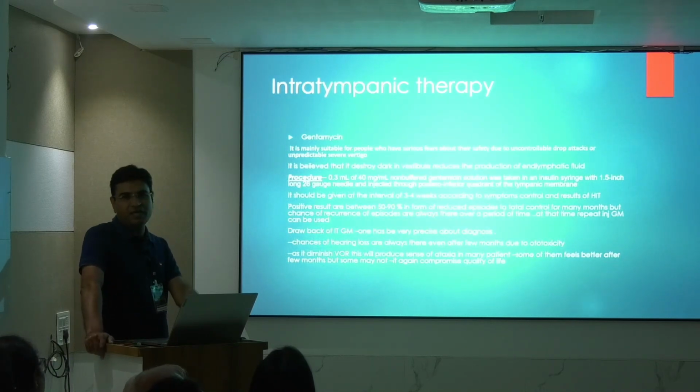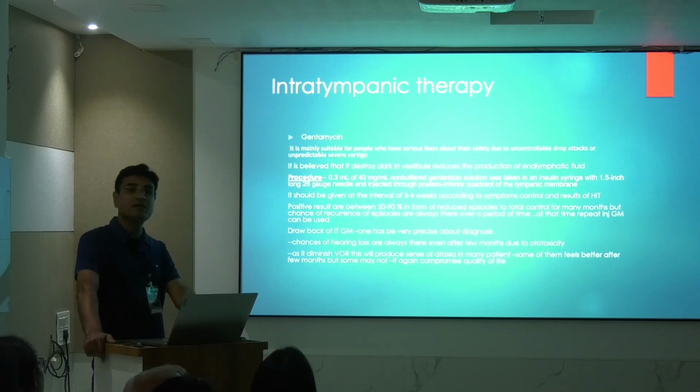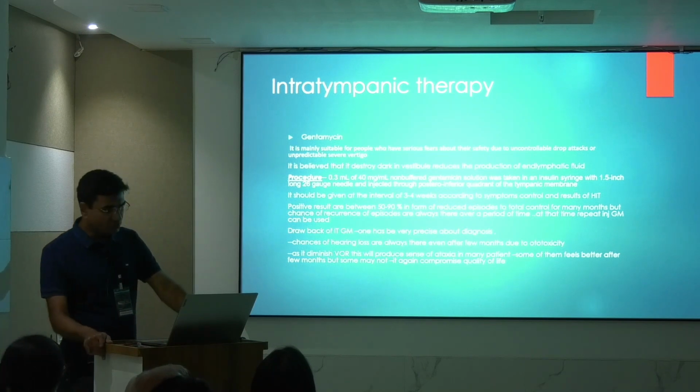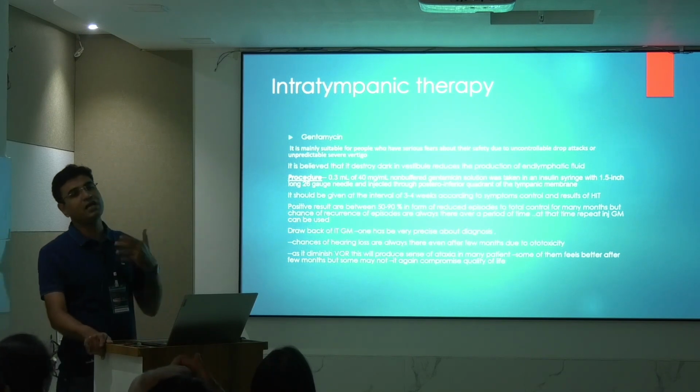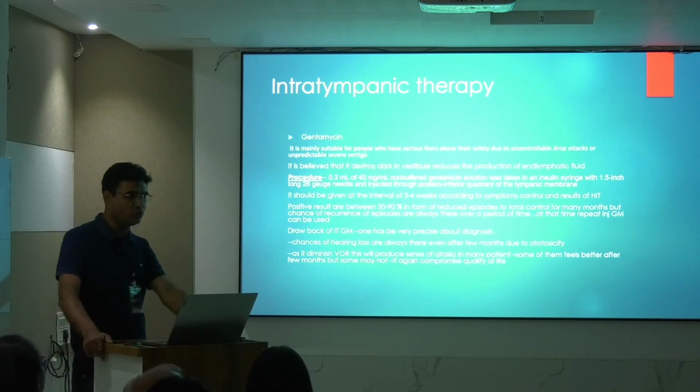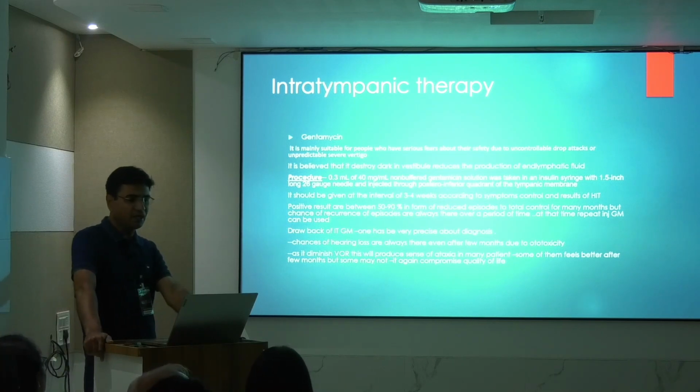Intrathecal therapy nowadays is getting much more momentum for the treatment of Meniere's disease, and gentamicin is the first molecule which is used. Nowadays we recommend a low dose of gentamicin. Basically, 0.3 ml of 40 milligram per ml gentamicin should be used, and it is believed that it destroys the dark cells of the vestibule and ultimately reduces the production of the endolymphatic fluid.